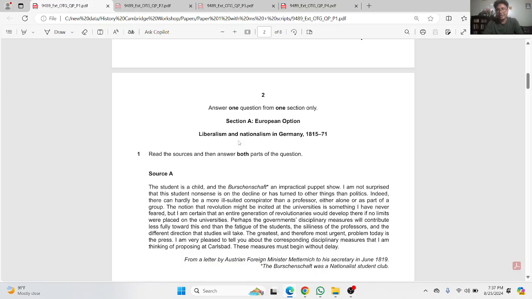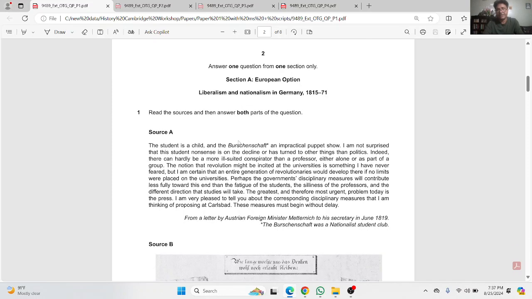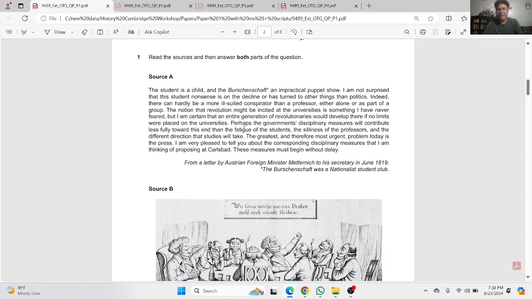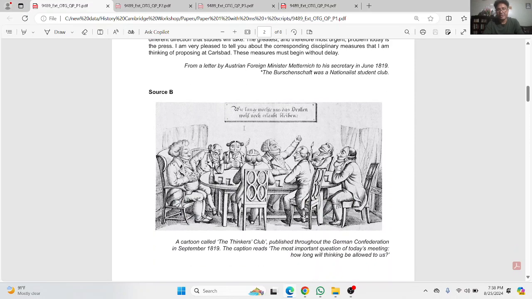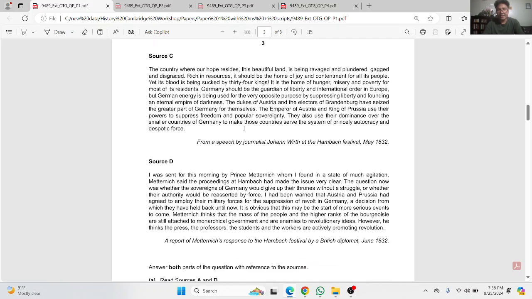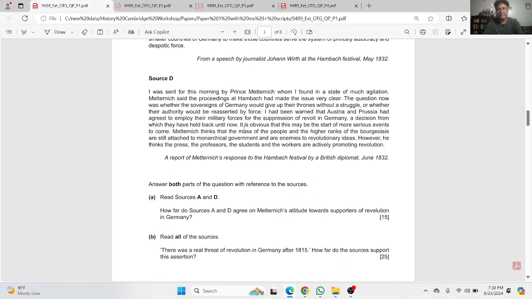Now section 1 is about the European option. You can see here the first question starts from here. Read the sources and then answer both parts of the question. These are the sources. A source could be any speech or material content from a book or an article. Source A, as you can see, is a letter, and source B is a cartoon. Source C is a speech, and source D is basically a response of a leader. Now these are the A, B, C and D sources.